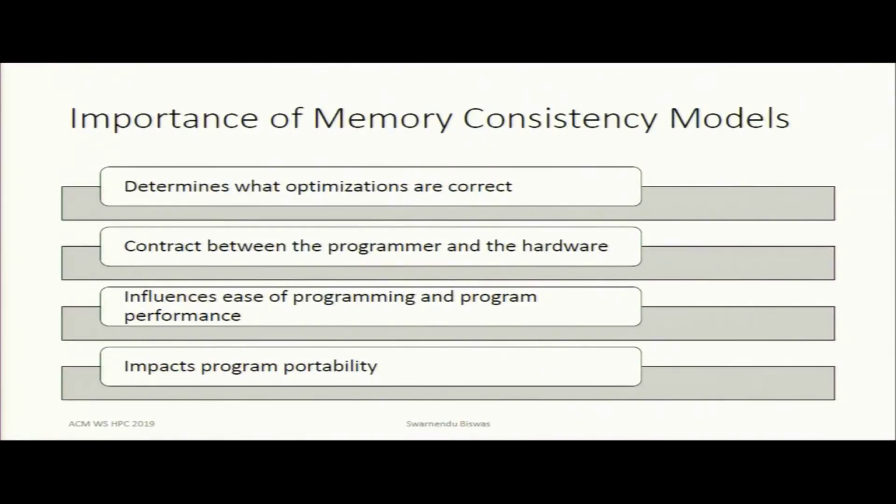So memory consistency models are important because they determine what optimizations are correct, right? It is a contract between the programmer and the hardware. So when you write a program, this is the value that your hardware is supposed to give you. This is a kind of a guarantee, right? It influences the ease of programming and program performance, and it also impacts portability. That means if you write, say, 30 and 40 and AMD tells you I will return 30 and Intel tells you I will return 40, then the code is not going to be portable, right?